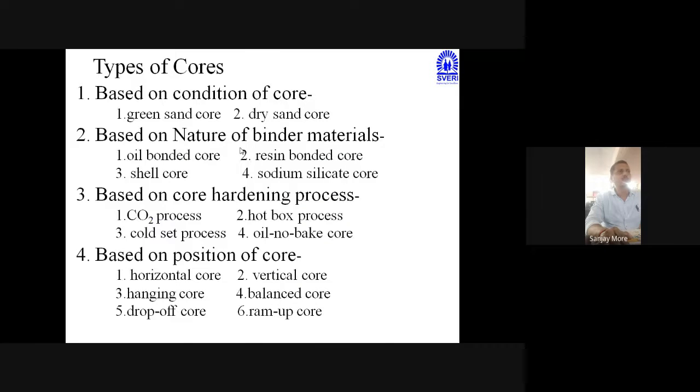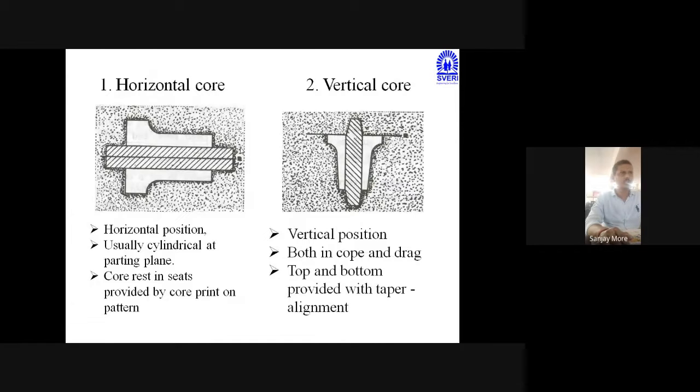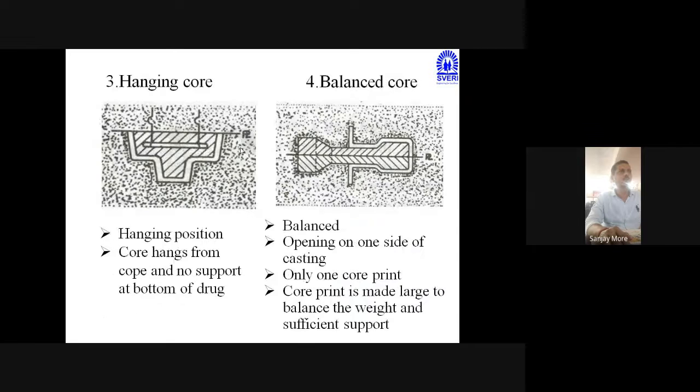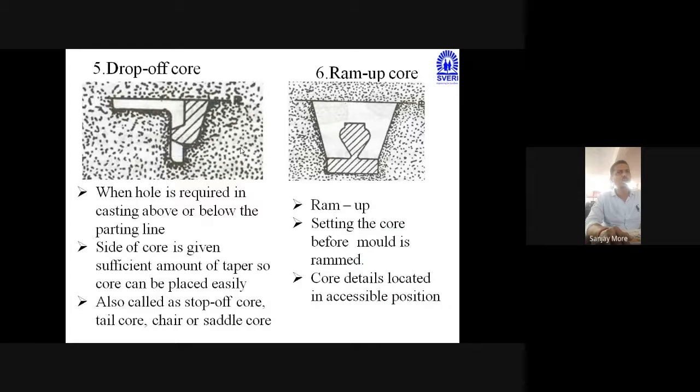Then types of core: based on condition of core, based on nature of binder material, based on core hardening process, based on position of core. Here in the last lecture, we drew the horizontal core, vertical core, then hanging core, balanced core, drop up core, and ram up core.